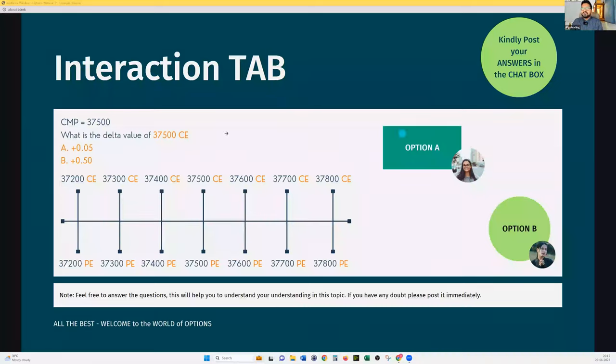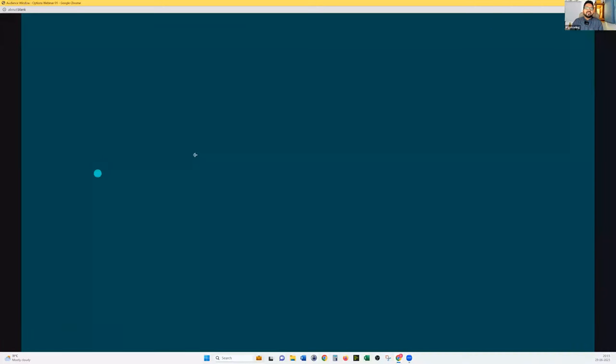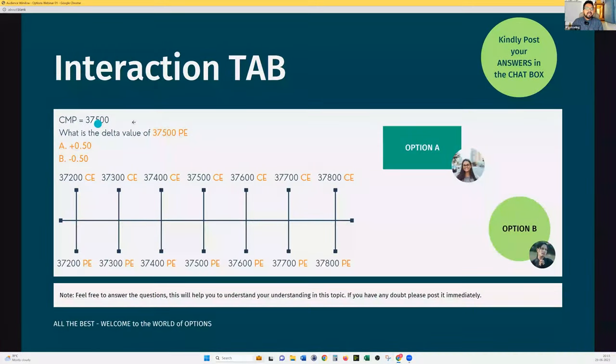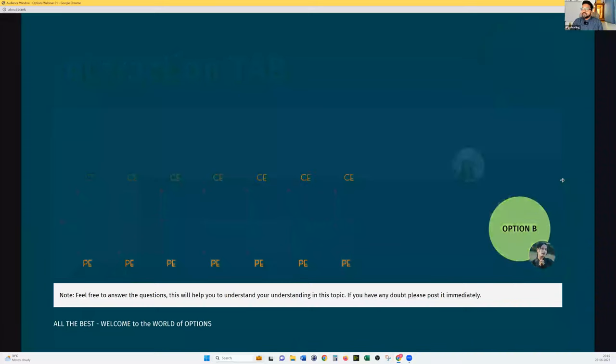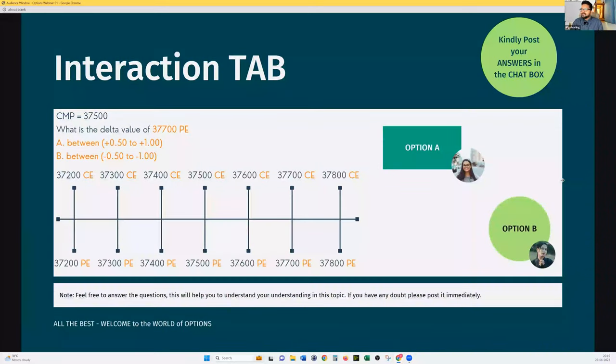Okay, that's good. So it's going to be 0.5, not 0.05. Okay, answer is going to be B. Now we have the current market price at 37,500, and the 35,000 put option. So now you guys are going to answer me whether it's going to be A or B. It's going to be negative 0.5. That's good. I can see something very interesting because everyone's answer is correct.